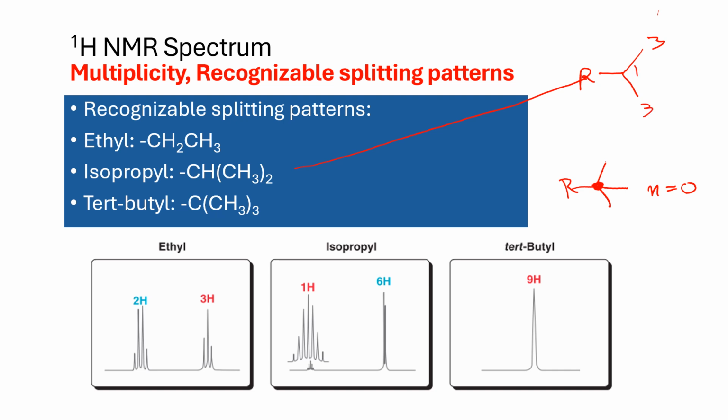So the 6 H's are looking at 1 neighbor, so that's a doublet. But notice this is much larger. The real size for the septet is this. Remember that the other drawing is like zooming in, but this is like the real sizes. It's smaller because it's only 1 H. So that is a typical isopropyl pattern. So you guys want to remember those.